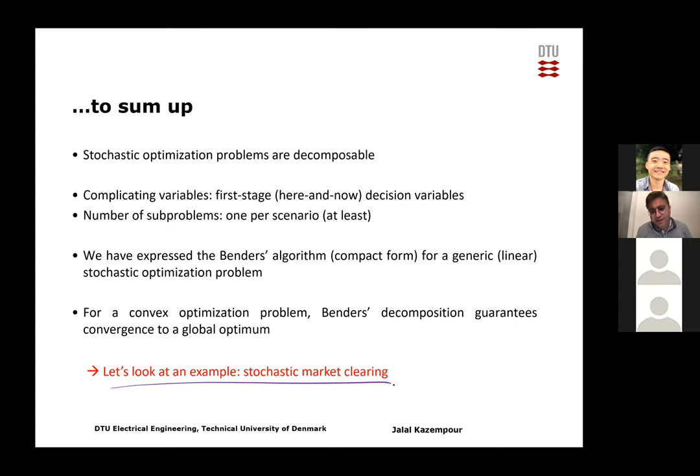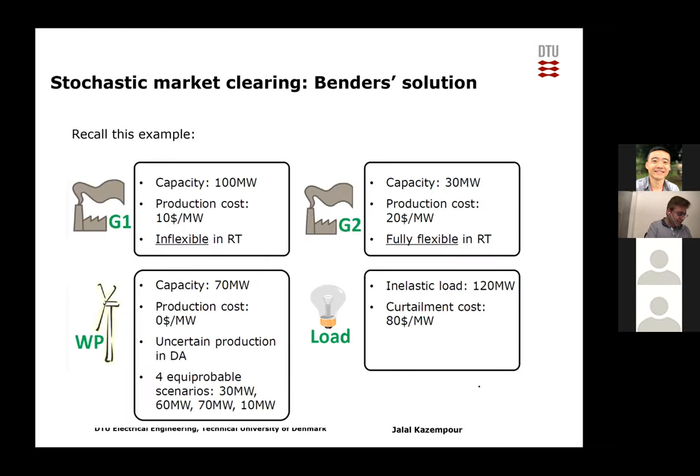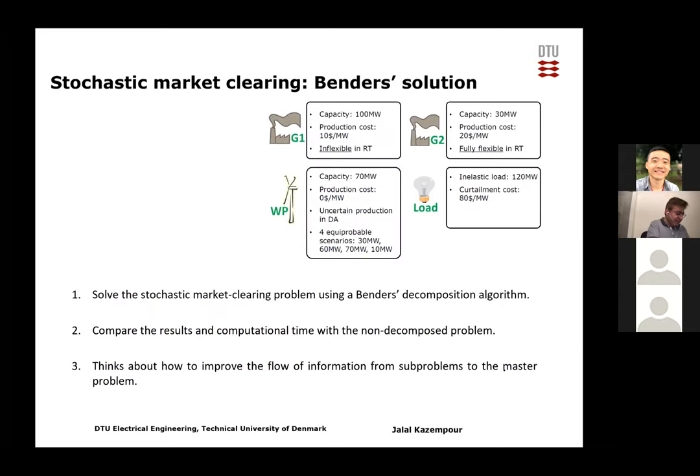Let's go for a real example, the stochastic market clearing problem. Let's see how we can implement Benders' to the stochastic market clearing that we had in lecture 5. It is almost the same example as the one we had in previous lectures. Two conventional generators, one inelastic load, and one wind power. G1 is fully inflexible in real time, while G2 is fully flexible. The installed capacity of wind is 70, production cost is 0. Four scenarios with the same probability: 30, 60, 70, and 10. Load is inelastic, and its curtailment cost, let's say, is 80. So let's solve this stochastic market clearing problem using Benders'. You can use it as step 4 of your course project.